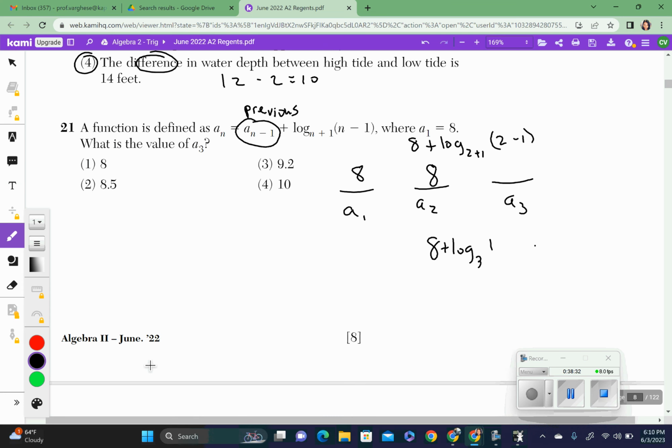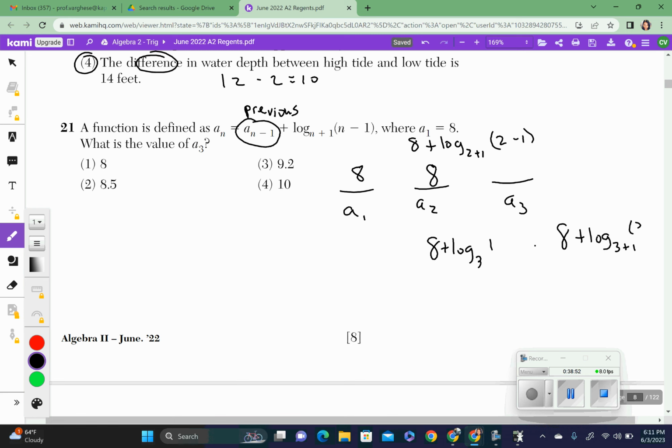And then over here for the next one, n is now 3. So I'm going to do 8, and that's the previous term, plus log. Now my new n is 3. So I'm going to put 3 plus 1.